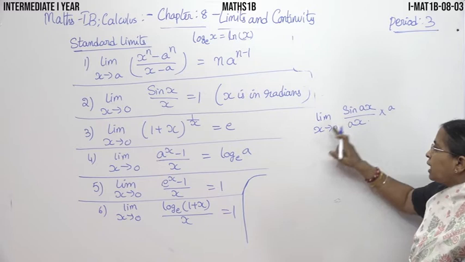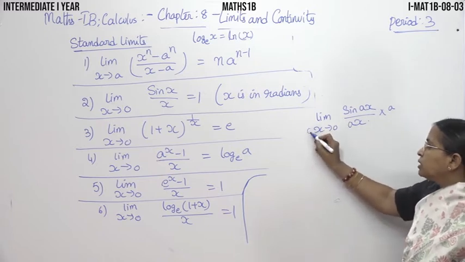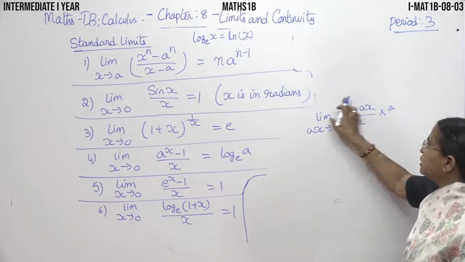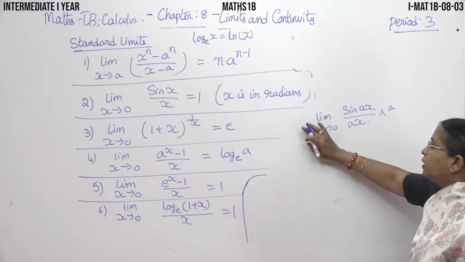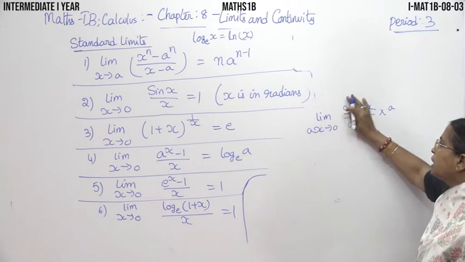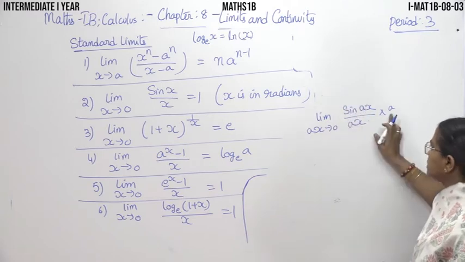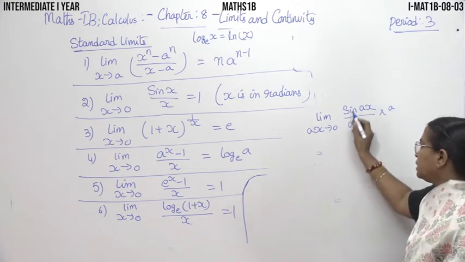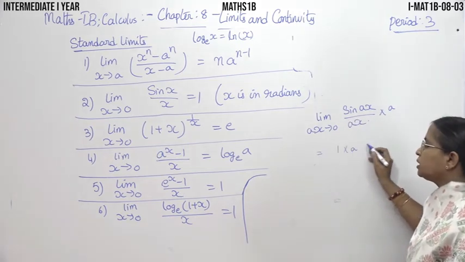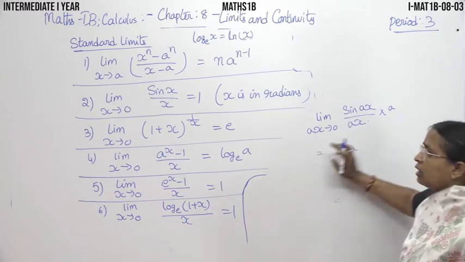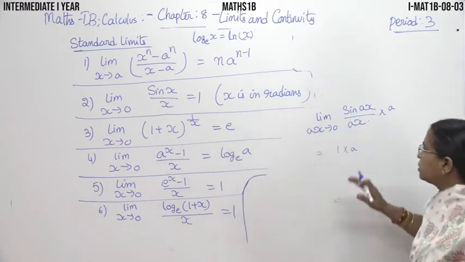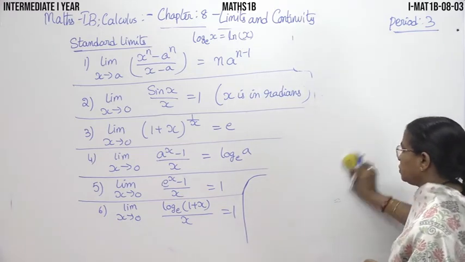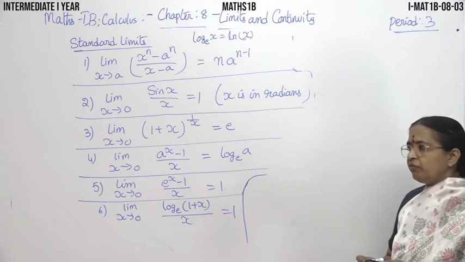Next, as x tends to 0, ax also tends to a into 0, 0 only. So now this is in the standard form: limit x tending to 0 of sine x by x. So this is a number. This number you can write outside, so you can write this limit as 1 into a, that is a. You will not always have only x in the problems. You will have something else. So you should reduce it to these forms and then find the limits.